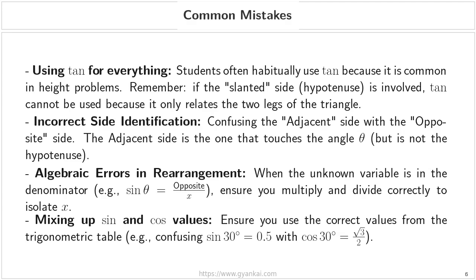Finally, do not mix up your sine and cosine values. It is easy to get these scrambled during a stressful exam. For instance, make sure you don't accidentally use sine 30 degrees equals 0.5 when you actually need cosine 30 degrees, which is the square root of 3 over 2. If you stay mindful of these 4 points, you will be well on your way to mastering these practical trigonometric applications. Great job today!